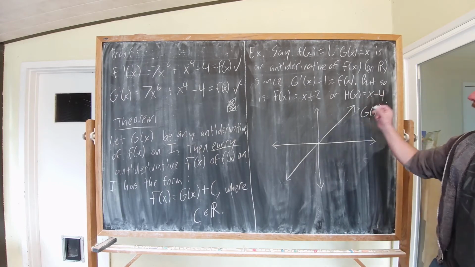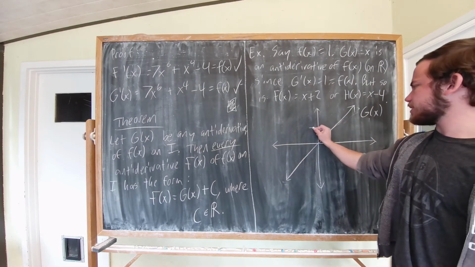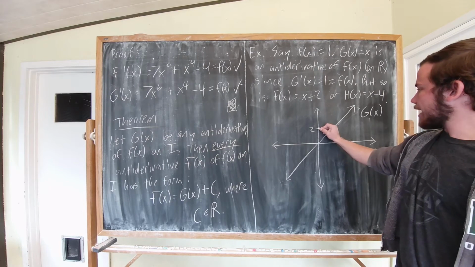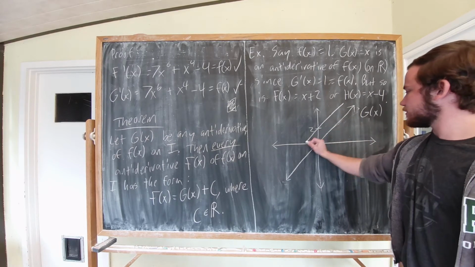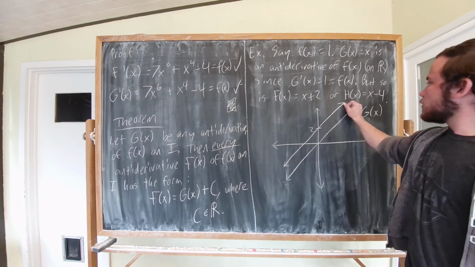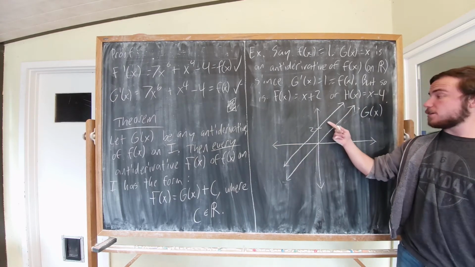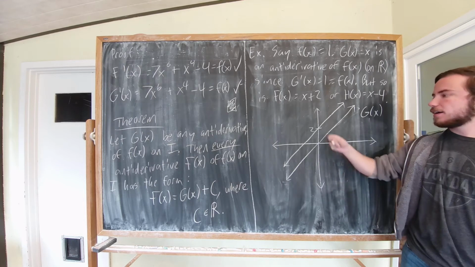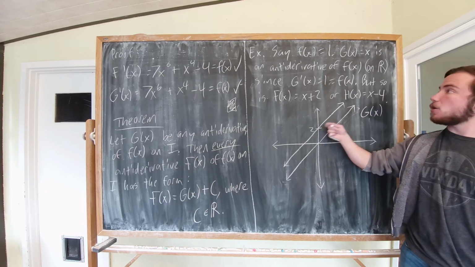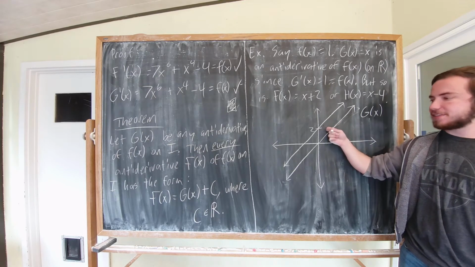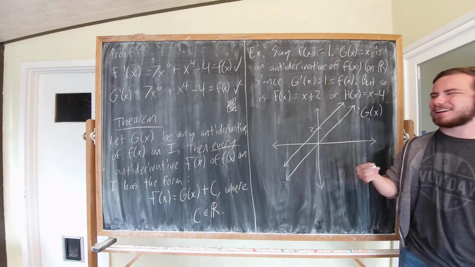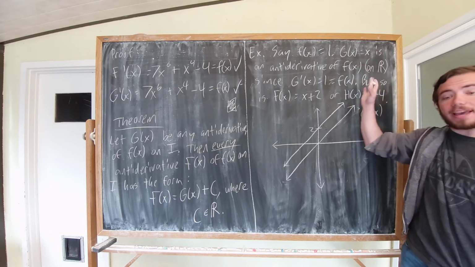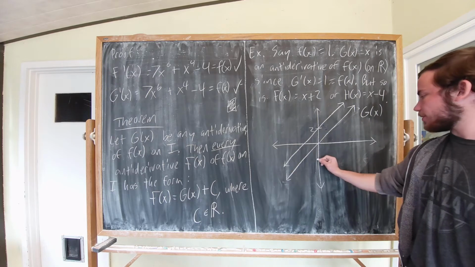Okay, but what about f of x? Maybe if I say that's 2, capital F of x looks like this. So because the derivative only cares about the slope and not about where you are vertically, we see this is also going to be the same kind of thing, right? It's also an antiderivative for 1.